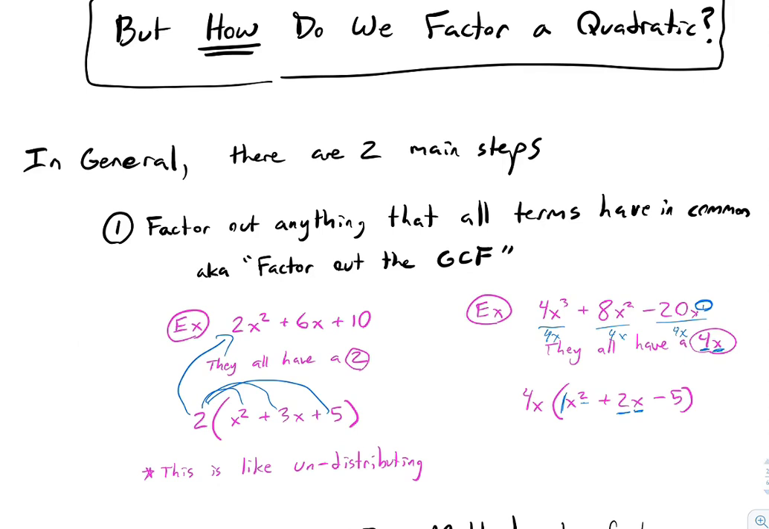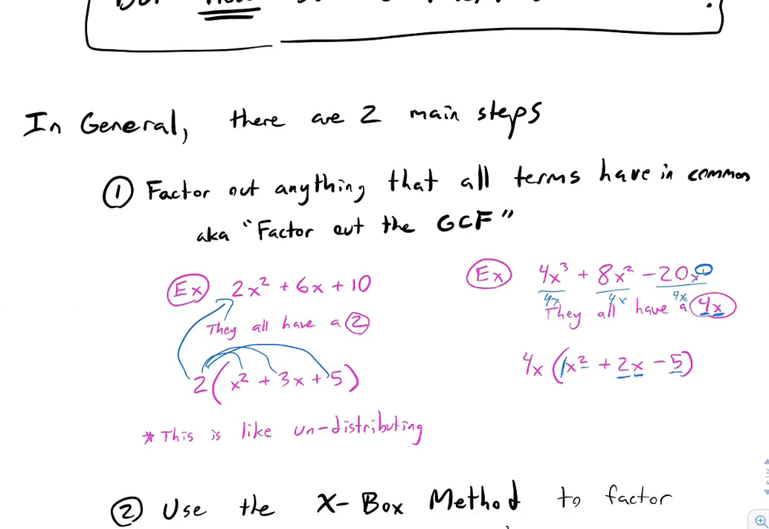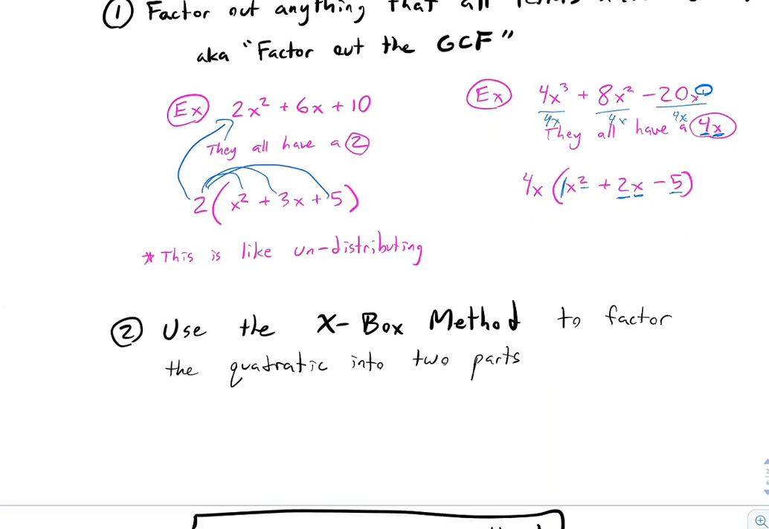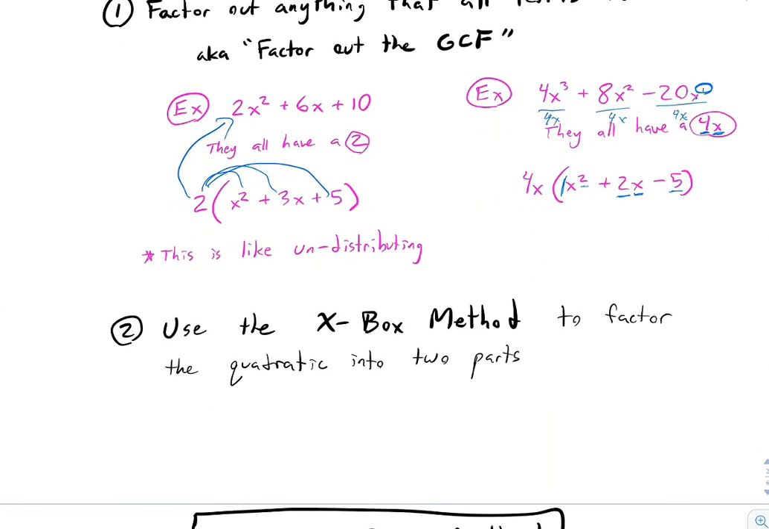The last term, the x's cancel, and 20 divided by 4 is 5. And we just kept the signs the way they were. Okay, so we take out anything they have in common. After we do that, we're going to use the Xbox method to factor our quadratic.